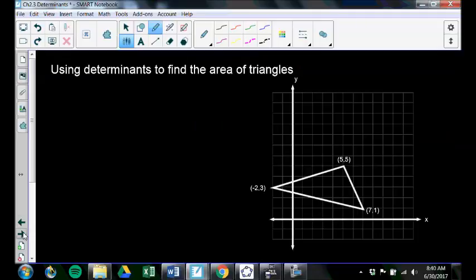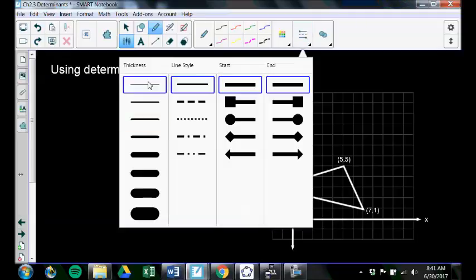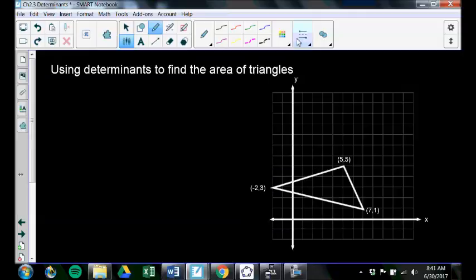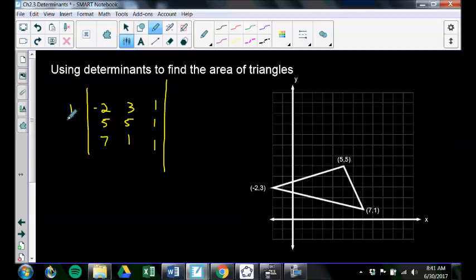Now determinants have a few uses. One of them is to find the areas of triangles. So this triangle has 3 coordinates. It has a point -2, 3, it has the point 5, 5, and it has the point 7, 1. If I can make a square matrix out of this, so I throw a column of 1s over here to make a square matrix, and then I find its determinant, half of that determinant gives me the area, and I might have to switch the sign.